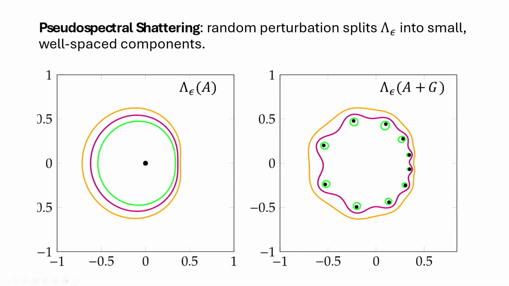From a random matrix theory perspective, we don't know how to prove everything we see in this picture. But what we do know how to prove is when you do this random perturbation, you get this splitting of the pseudospectrum into small connected components at the spectral scale of delta over n to some power.